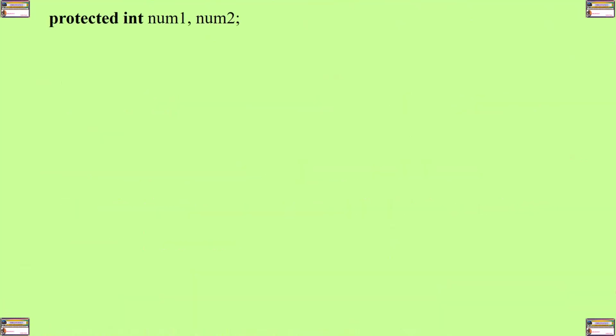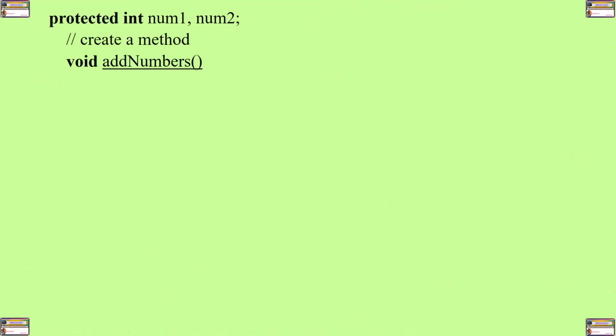So here, we are first of all declaring two variables. We are declaring two variables called num1 and num2, whose scope is protected, and the content in them will be of type integer. And then from there, we create the method as follows. The name for our method is addNumbers.